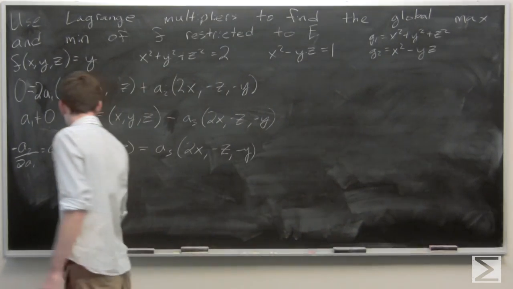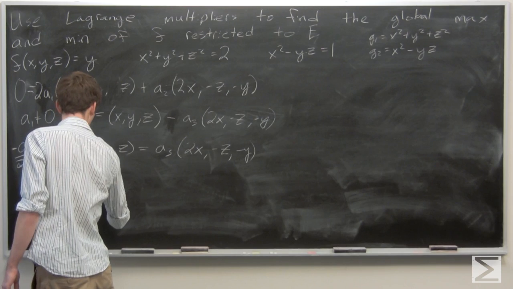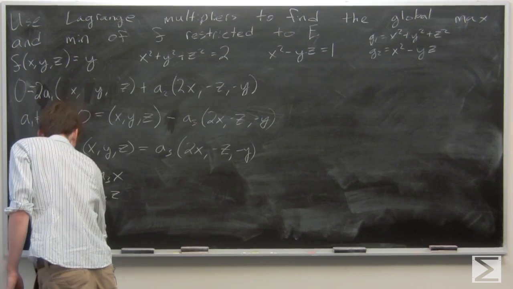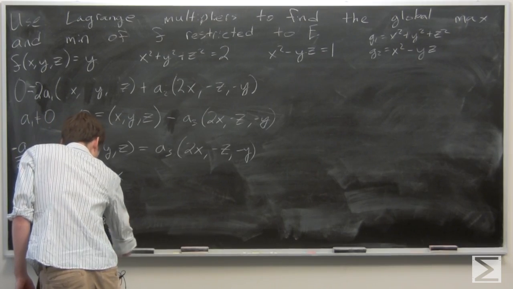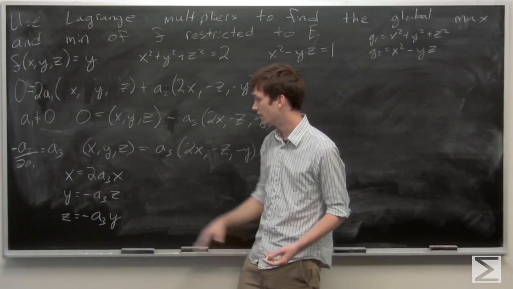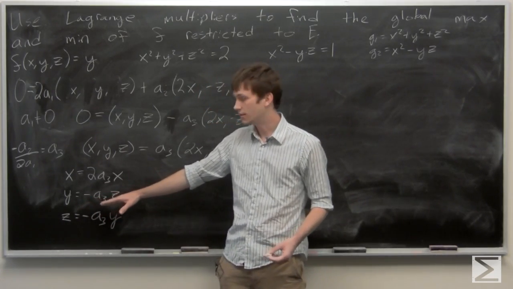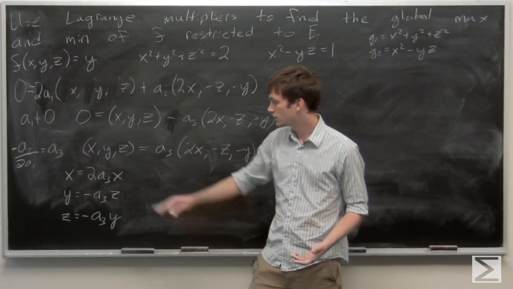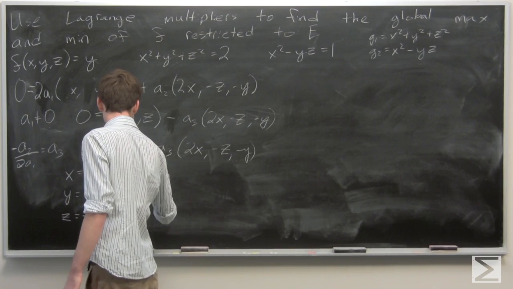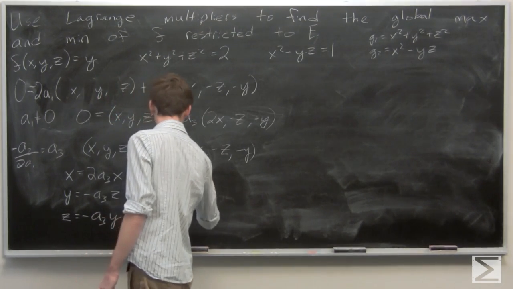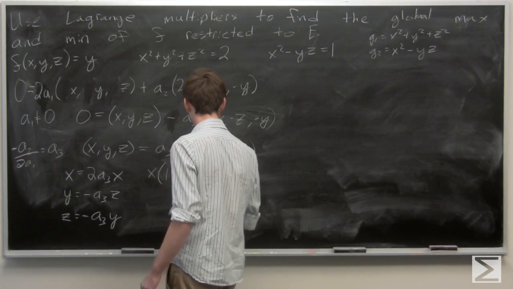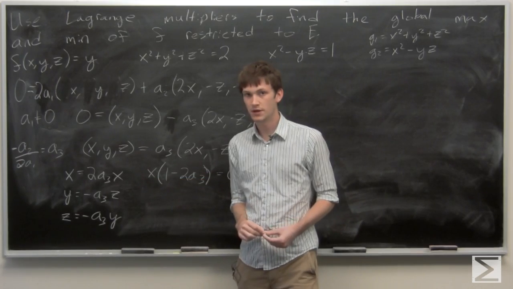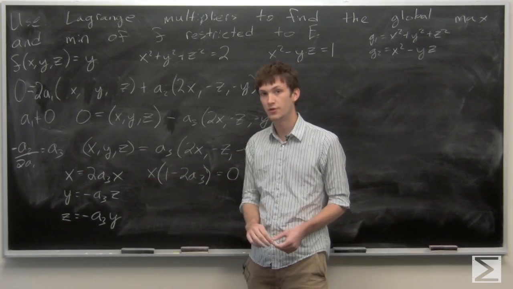So that means that x is equal to 2a3x, y is equal to negative a3z, and z is equal to negative a3 times y. And that's just by letting our components equal to each other. So we can look at this equation, and we see that x times the quantity 1 minus 2a3 is equal to 0. So that gives us two possibilities. Either x is equal to 0 or 1 minus 2a3 is equal to 0.